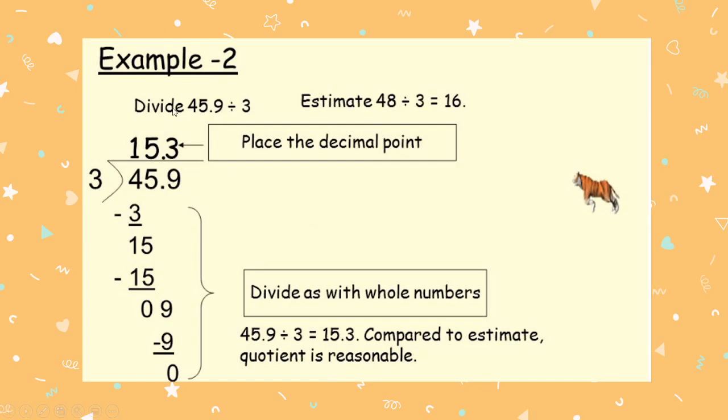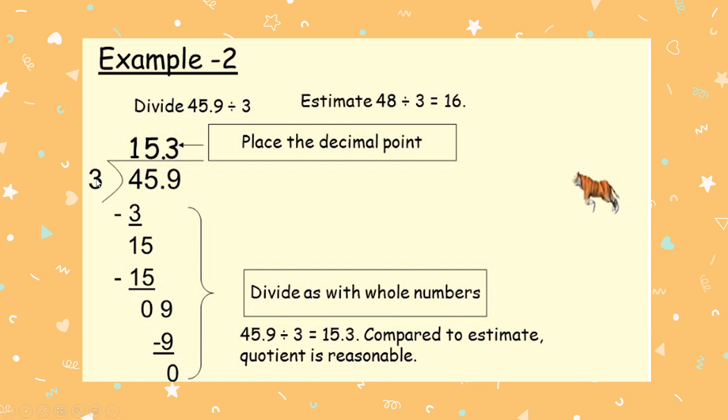Example number 2. Divide 45.9 divided by 3. If we estimate, it'll give us 48 divided by 3, which is equal to 16. So we start the process. 3 times 1, 3. It gives us 15. Then we go 3 times 5, 15. It'll give us 0. We bring down the 9, and this is where we add our decimal point.